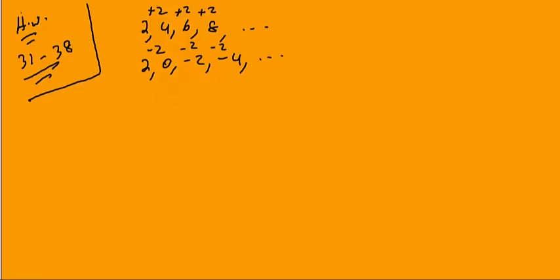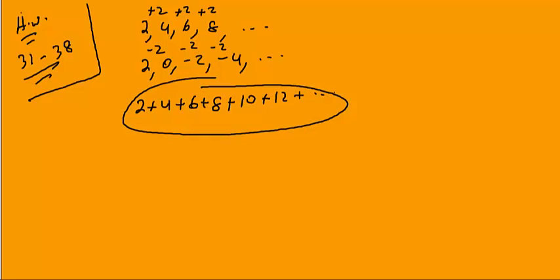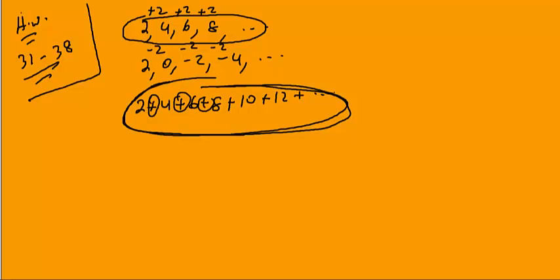What's the difference between a sequence and a series then? If you just had 2 plus 4 plus 6 plus 8 plus 10 plus 12, and so on and so forth, this is known as a series. This is a sequence and this is a series. The only difference is we add up all the terms.